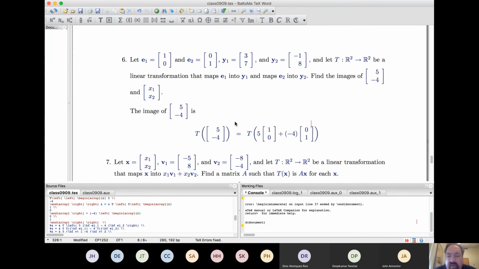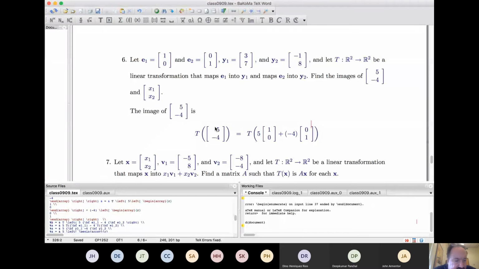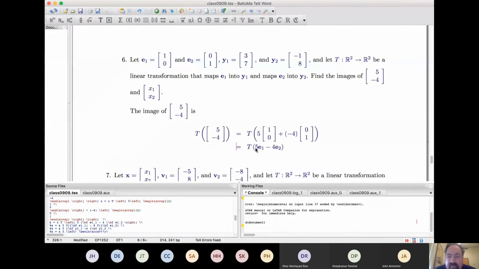Okay. So what I've done is I've expressed (5, -4) in terms of these vectors, E1 and E2. And it's very easy to do because of the structure of these vectors. All zeros in every element except for one of them is a 1. So the coefficient of E1 is the first element. The coefficient of E2 is the second element. So then I can write this as 5E1 minus 4E2.